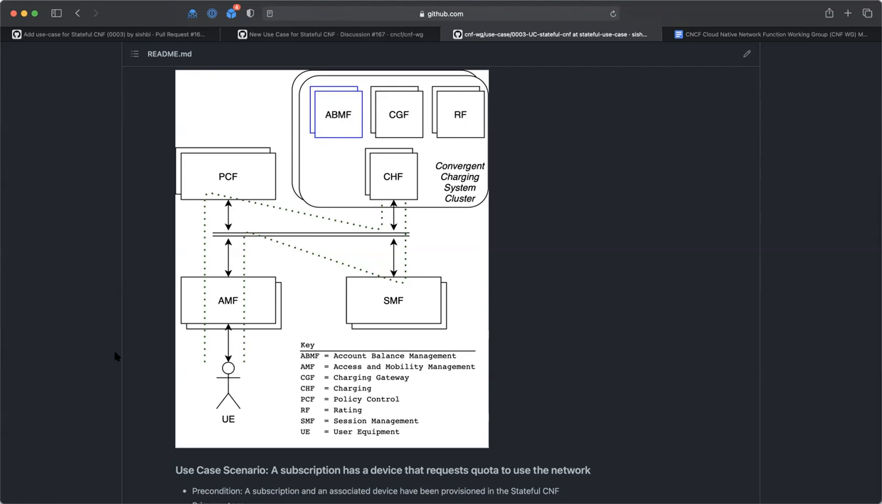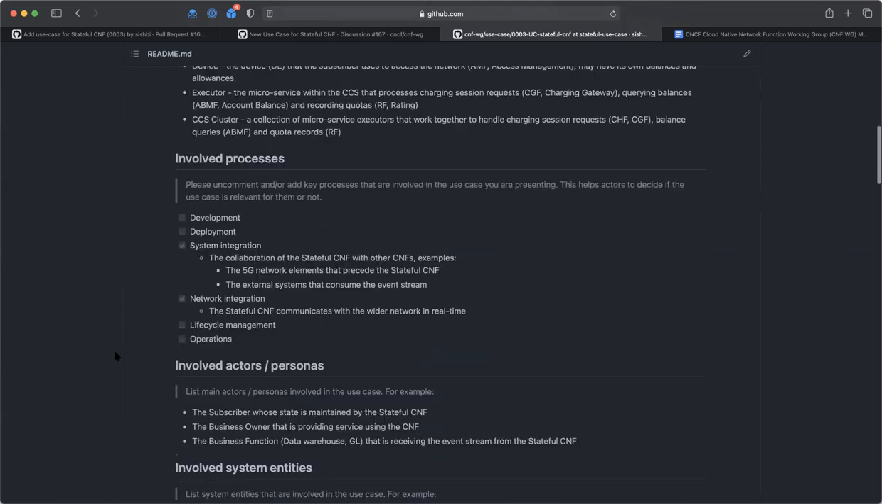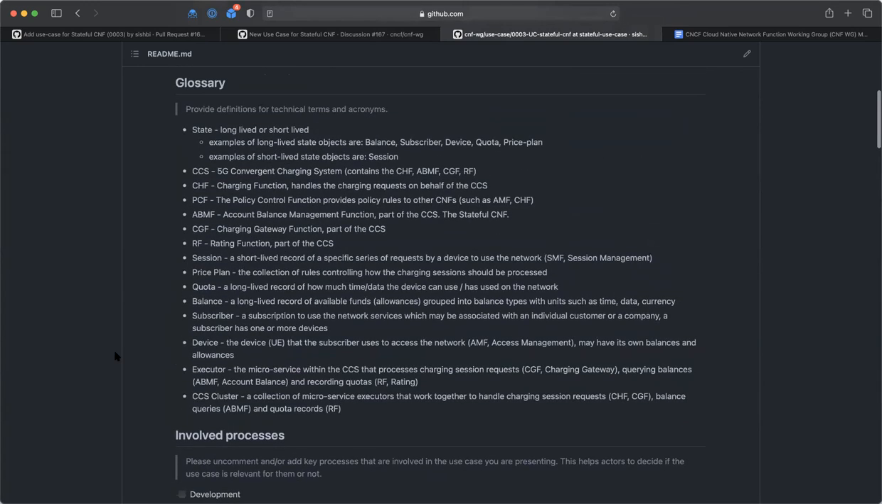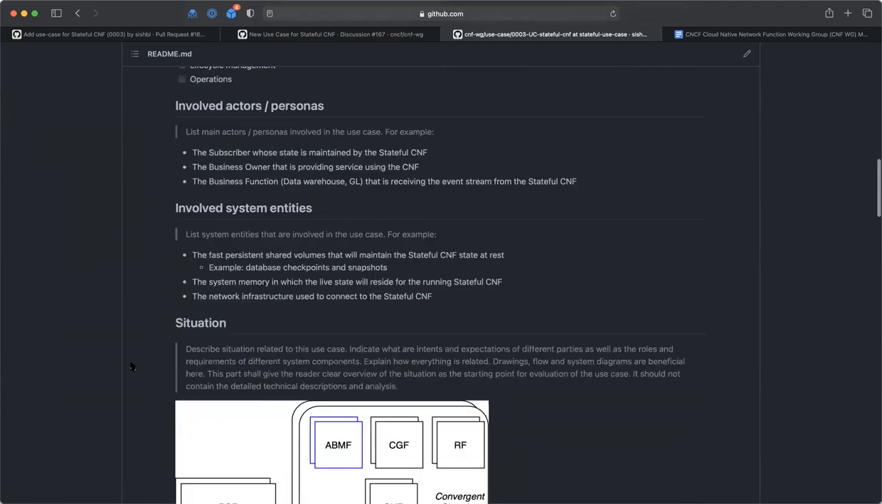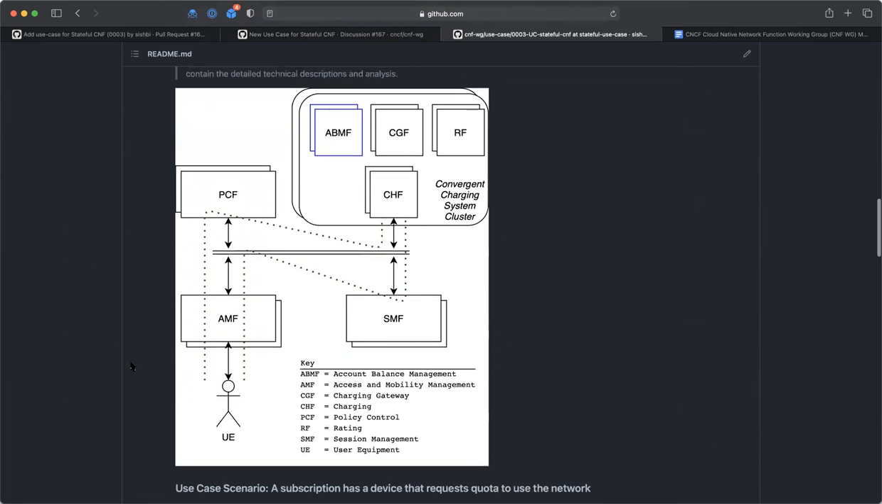I'll just whiz back to the various different things that are involved in here. So I filled in a glossary of all the different things that are involved with CCS, a lot of terms, acronyms, and that kind of thing that may not be familiar to various people on this call. The types of state that we're dealing with here are long-lived state that relate to balances, subscribers, devices, quotas, price plan. And we have also short-lived state that relates to the session and the session data. I'm just going to skip through the initial sections and just talk through this particular use case here.